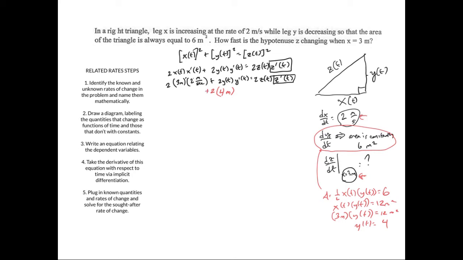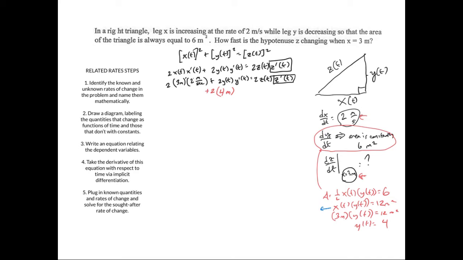Now, I also need to find dy dt, which means I need a rate of change that involves y and some rate of change that I know. The only rate of change that I know, period, is the dx dt. So what I'm going to do is take the relationship that I have between the x and the y here, and take the derivative of it with respect to t. This will give me a relationship between dx dt and dy dt.